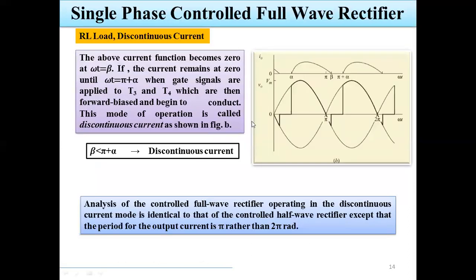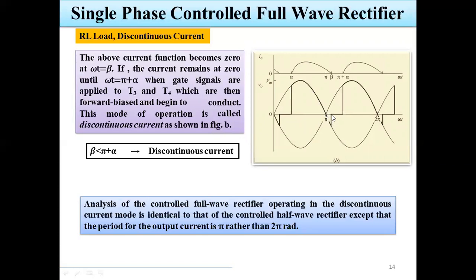Next, let us observe the output waveforms for a discontinuous current mode of operation. Here this is the output current I naught, and this is the output voltage across the load. Here the thyristors are fired at the alpha firing angle. T1, T2 will be turned on up to pi, and then the voltage comes towards the negative peak side.